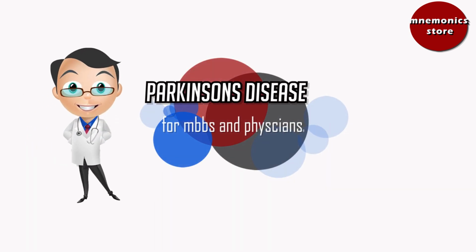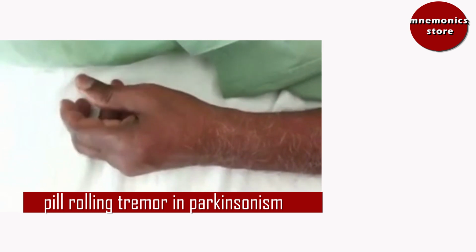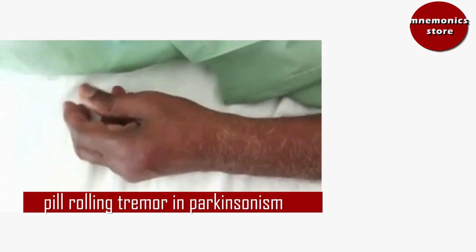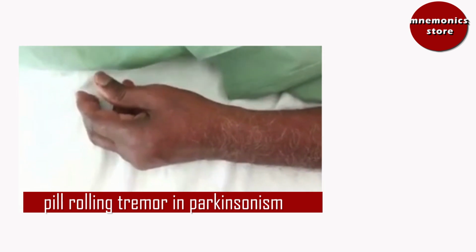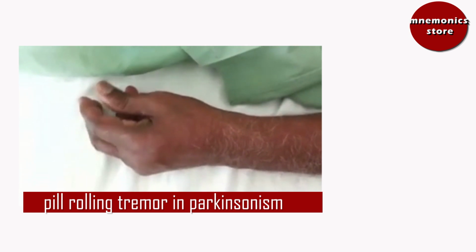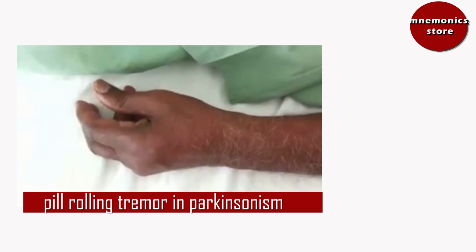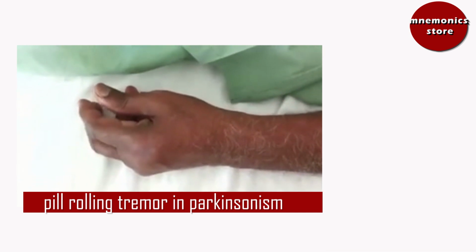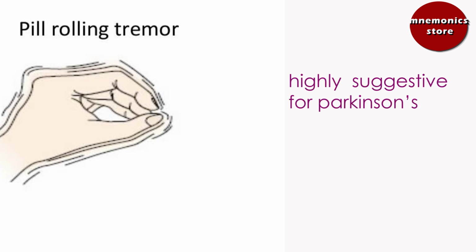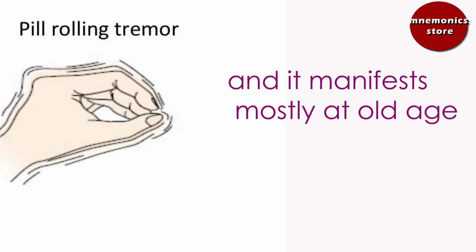I wonder if you have ever seen a person with such a condition. These are resting tremors in which an individual keeps rubbing the index finger and the thumb. Clinically, these are called pill rolling tremors, and this is highly suggestive for a condition called Parkinson's. It manifests itself most of the time at an old age, approximately 60 years.